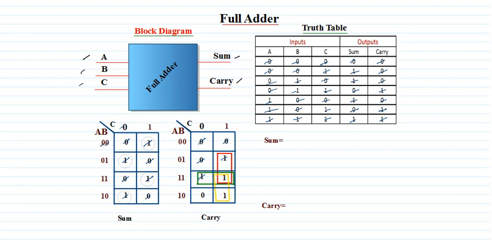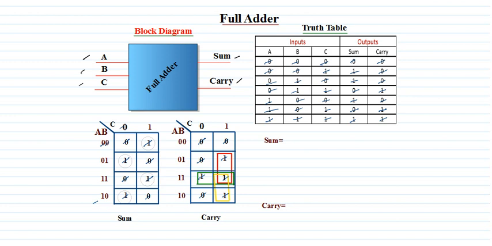For 1 1, there is a carry. And for 1 0 0, there is no carry. And for 1 0 1, there is a carry. So this is a Karnaugh map for carry, and this is the Karnaugh map for sum. So now we have to write the Boolean expressions using these Karnaugh maps.